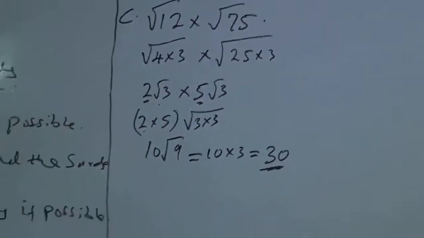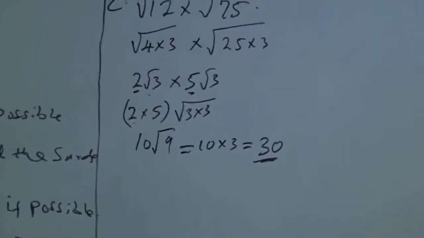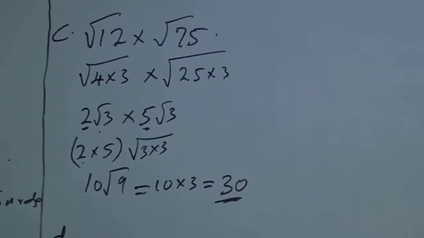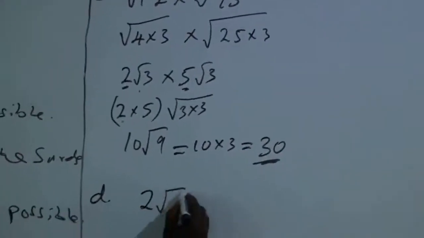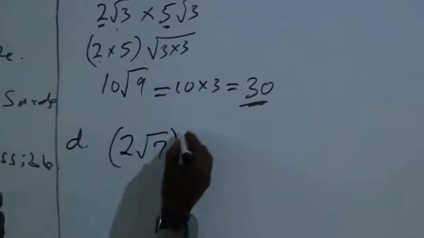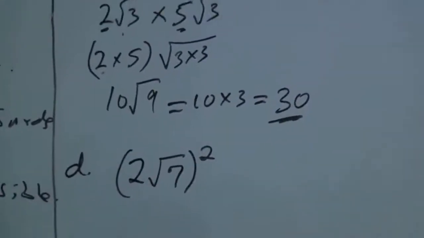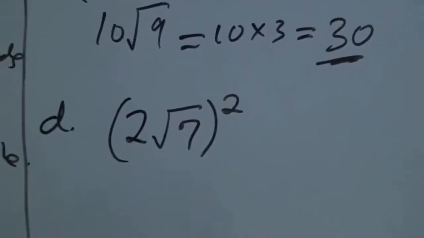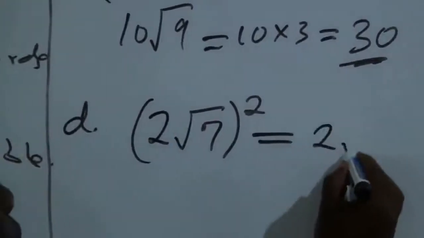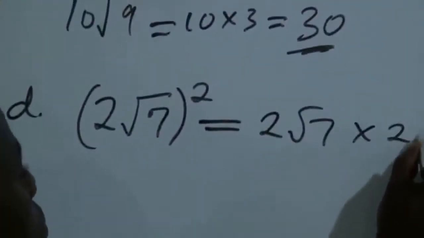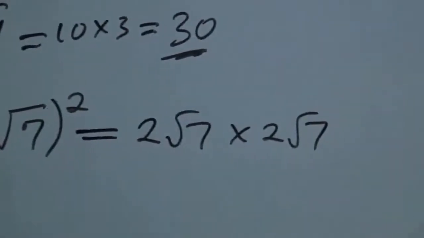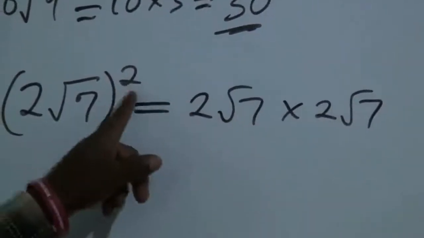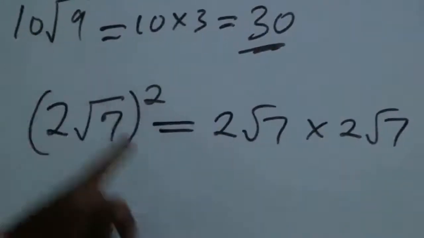So this is how we can multiply surds together. But then, let me give you one more example. Let's say you have 2 root 7 squared. You know this is also multiplication, right? Now, this one means I'm going to have 2 root 7 times 2 root 7. That's to say that if it were power 3, I would have to multiply it 3 times. If it is power 5, multiply it 5 times. If it is power 100, multiply it 100 times.